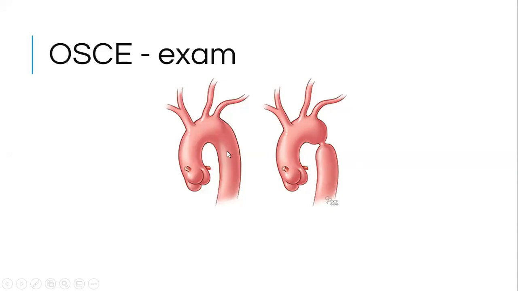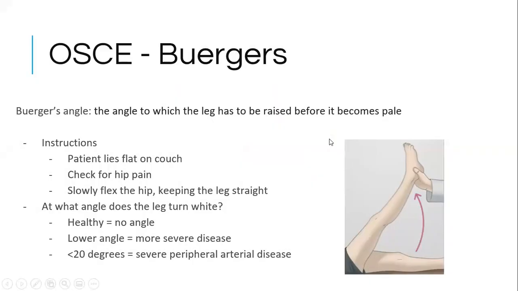So if they have this here, this narrowing, there will be a delay in the pulse between the right hand, which is supplied by this branch here, and either the left hand if the narrowing is before this, or the left leg if the narrowing is after this. It's quite complicated. I hope that makes sense. If not, we can go over it again later.